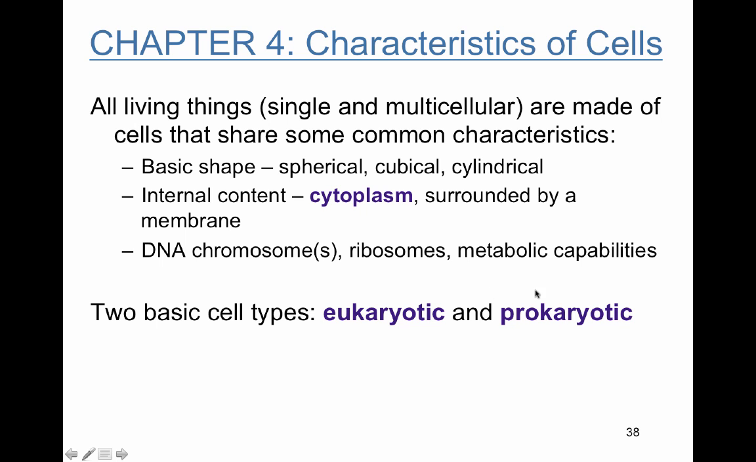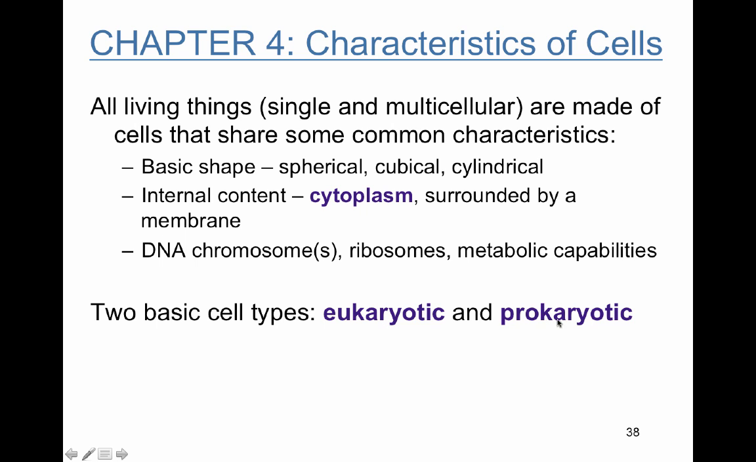Now, both of these cell types share common characteristics, such as shape. They both have this internal content of cytoplasm surrounded by a cell membrane and also potentially a cell wall.